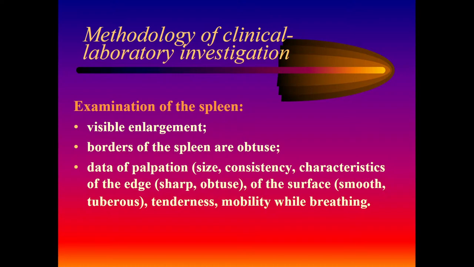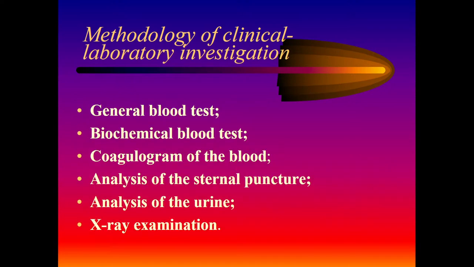Examination of a spleen: visible enlargement, border of a spleen are obtuse. Data of palpation includes size, consistency, characteristic of the edge, sharp or obtuse, surface smooth or tuberous, tenderness, mobility while breathing. Different parameters of spleen during examination of spleen.